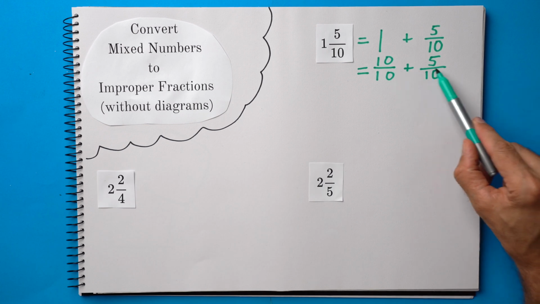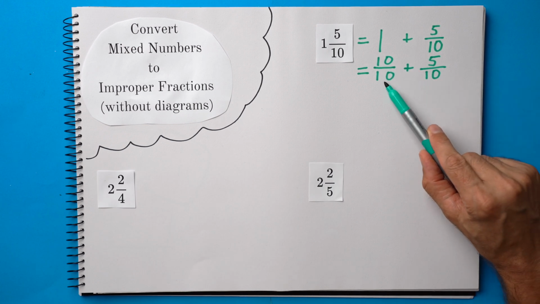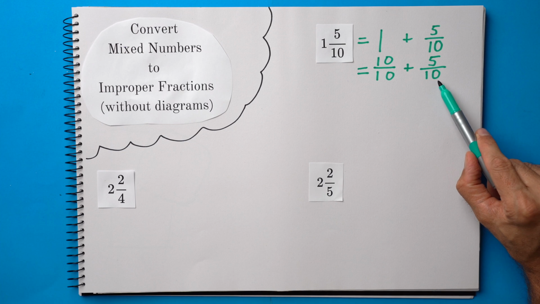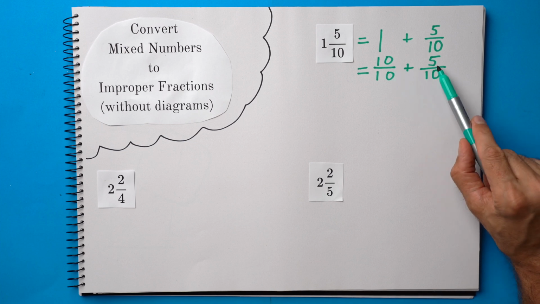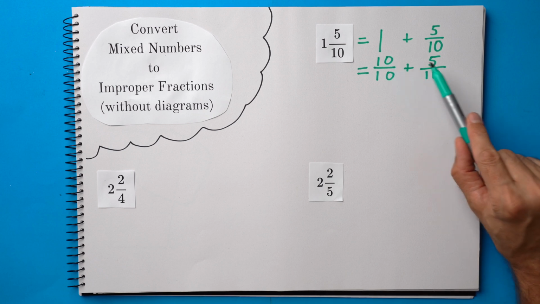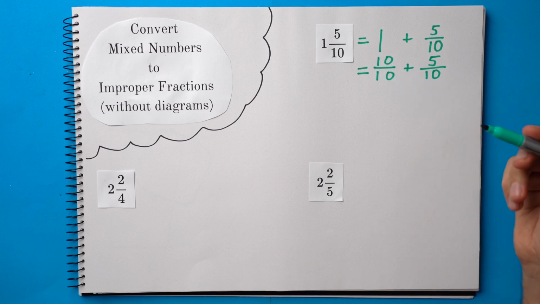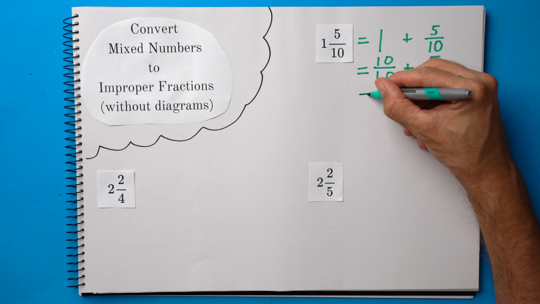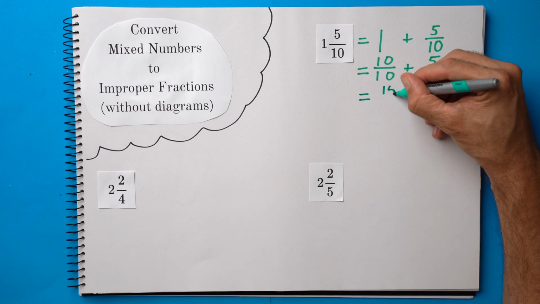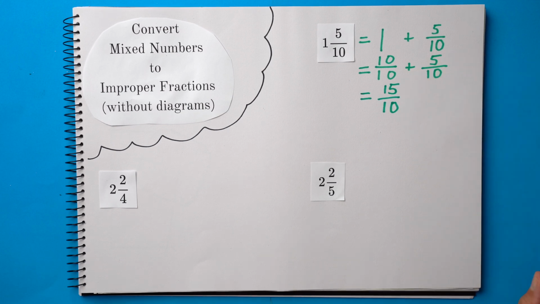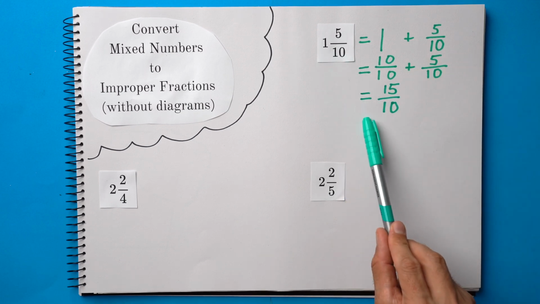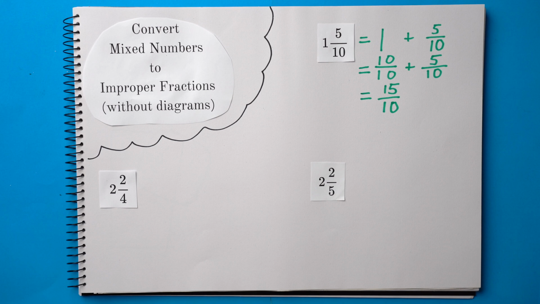Now it's time to add these together. Since they're both tenths, they're the same fraction. I've got 10 of them here and 5 of them here. So 10/10 plus 5/10 is going to be 15/10. So we've converted 1 5/10 into 15/10. If you want to see the diagram, it would look like this.